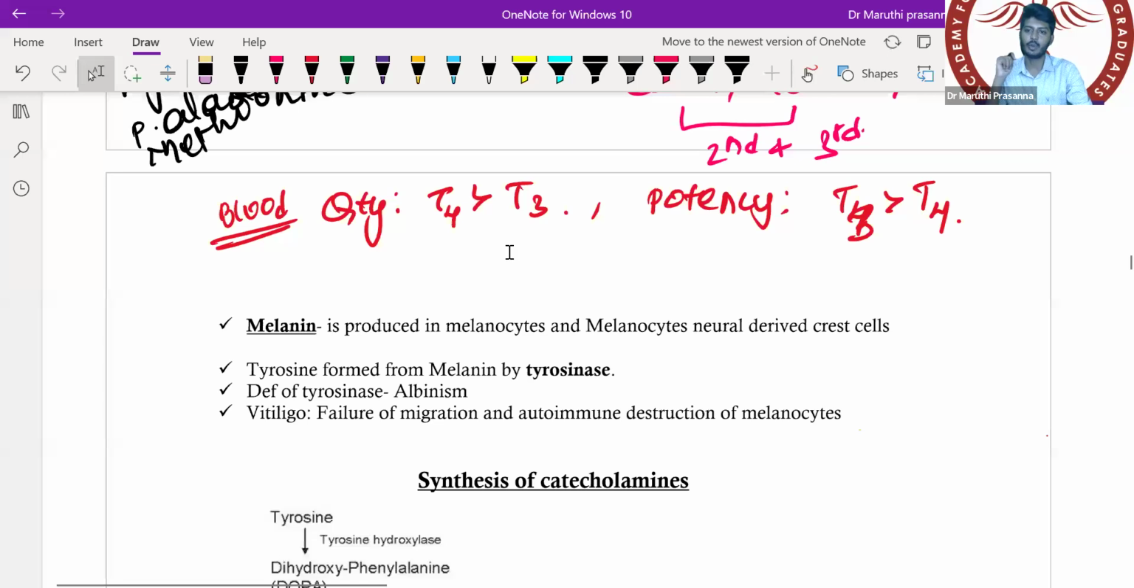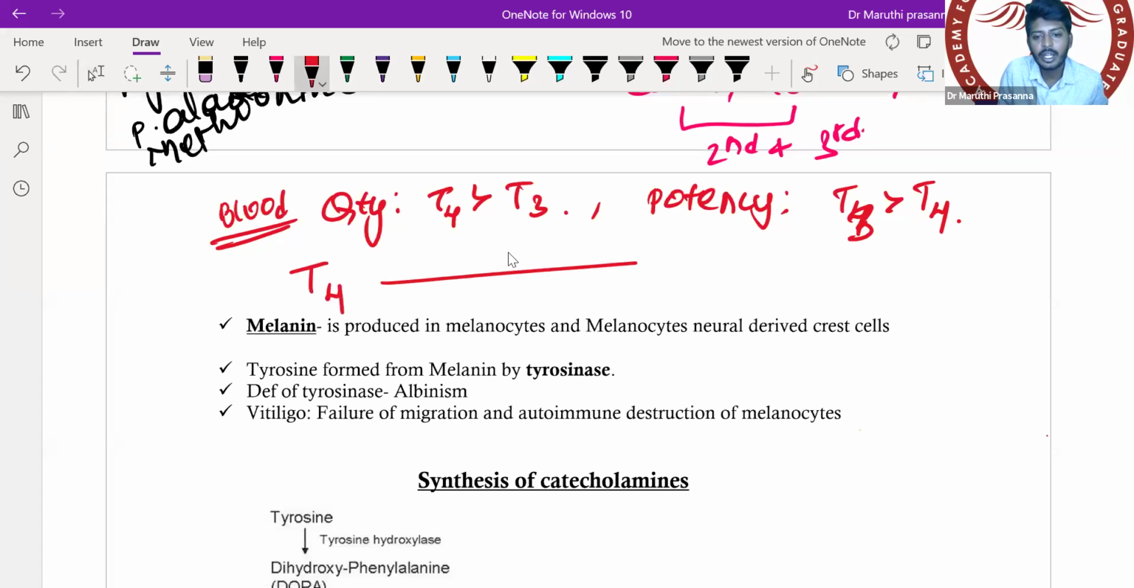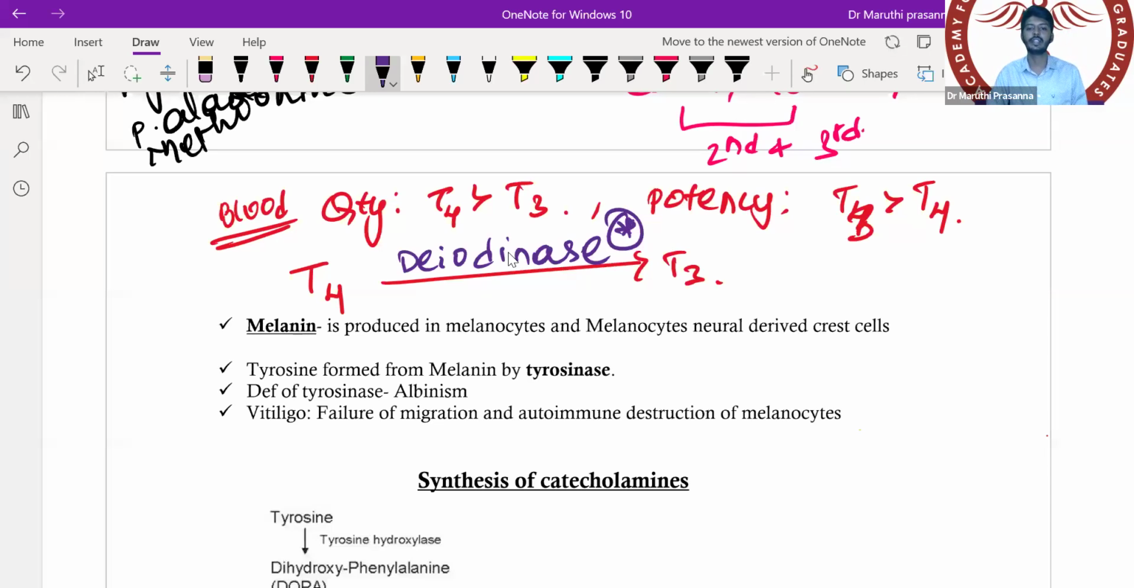So you suddenly went to Russia. Your body has to synthesize new thyroid hormone, which requires some time. Till then, your body should be able to manage. So your body will convert T4 into T3 in the blood. This conversion occurs with the help of an enzyme called deiodinase. This was a previously asked question: peripheral conversion of T4 to T3 takes place by which enzyme? That conversion takes place by deiodinase, removal of iodine. So please don't get confused. Clear, everybody?